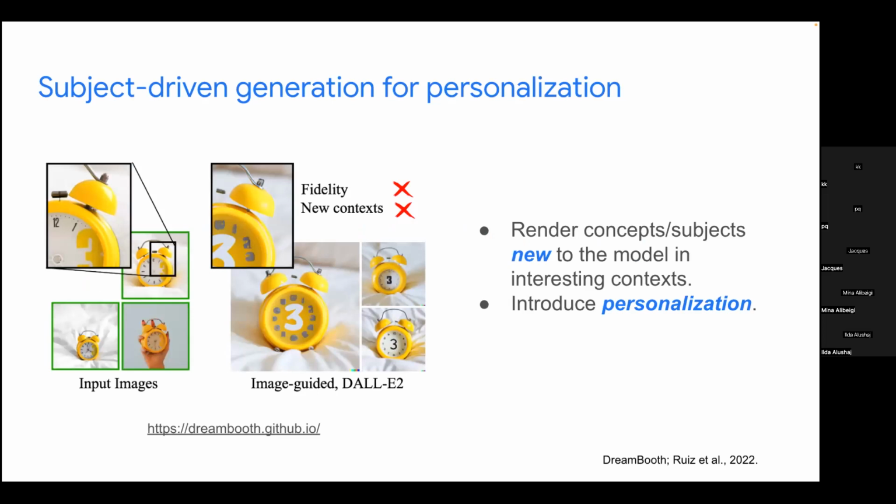So the first problem is subject-driven generation for personalization. Even though these text-to-image diffusion models are really amazing at generating hyper photorealistic images, when it comes down to generating really subject-driven content, they kind of fail. Their fidelity is not on par. We are not able to generate particular subjects in interesting renditions and so on. Even if you try the image-to-image translation systems with any text-to-image diffusion model, they fail. So we are basically interested in rendering concepts or subjects that are new to the models in interesting contexts, and thereby induce some sort of personalization.